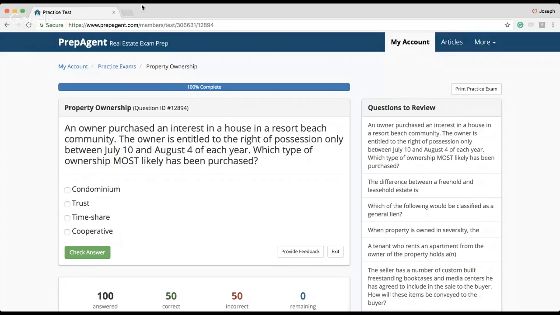Okay, first question of the day. An owner purchased an interest in a house in a resort beach community. The owner is entitled to the right of possession only between July 10th and August 4th of each year. Which type of ownership most likely has been purchased? A, condominium, B, trust, C, timeshare, or D, cooperative?